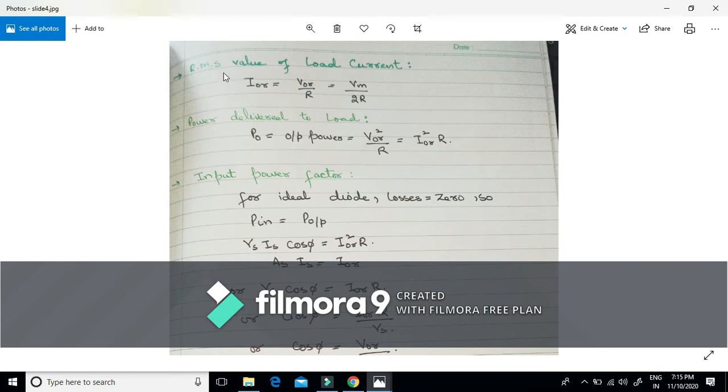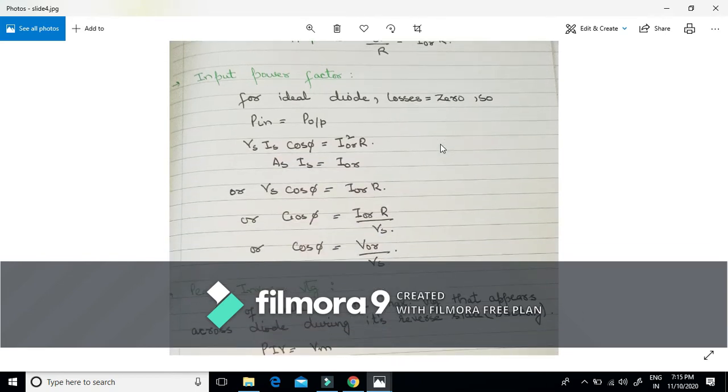Next one is the RMS value of the load current. Since we know our output voltage RMS, the RMS value of current will be equal to output voltage RMS divided by resistance, that is equal to Vm by 2R. Power delivered to load, P naught, will be equal to V naught square by R, or I square into R. Similarly, we have to obtain the input power factor, and since we are using an ideal diode, losses will be equal to 0, and P input will be equal to P output. We can say cosine of the phase angle is equal to V output RMS upon source voltage.